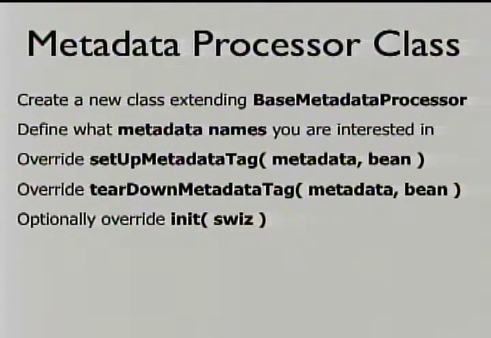And then next, you would just override setup metadata tag and tear down metadata tag. So setup, whenever it comes across metadata, it's going to pass in the metadata details, and it's called bean because of influences from Spring, but bean is actually the instance of the object that contained the metadata. And then lastly, you can optionally override init. I won't get too far into that, but I'll show an example.